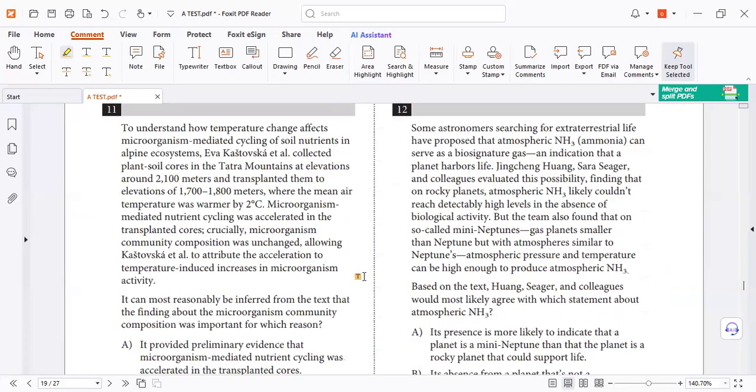Let's jump. Yes. The question of inference is the hardest one. Find facts based on facts.